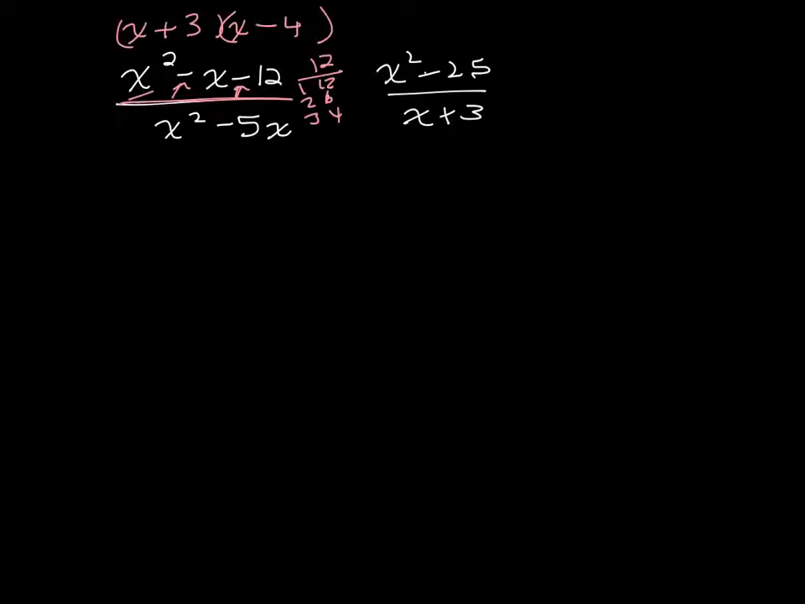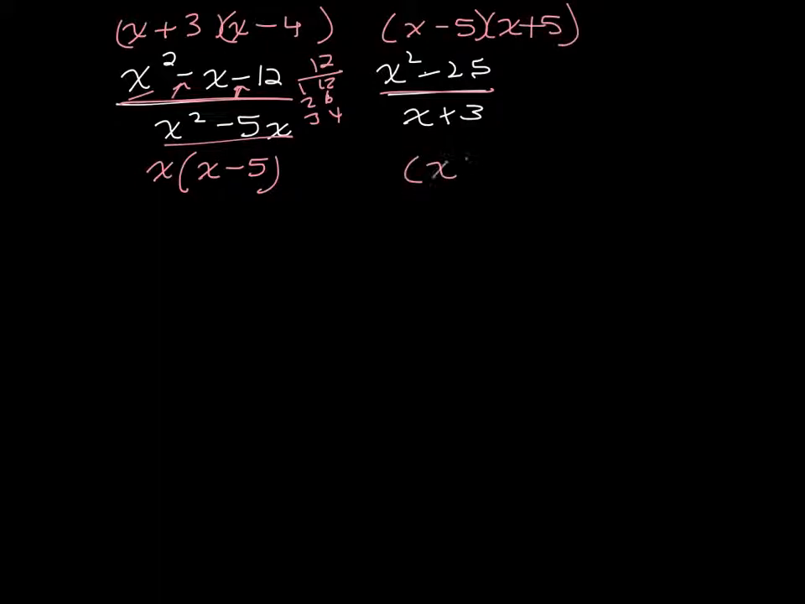My bottom part, what can I pull out of here? I can pull out an x, and what do I have left? X minus 5. How about this one, the top? It's a difference of squares, so I would get x minus 5 times x plus 5, and on the bottom I still have x plus 3.